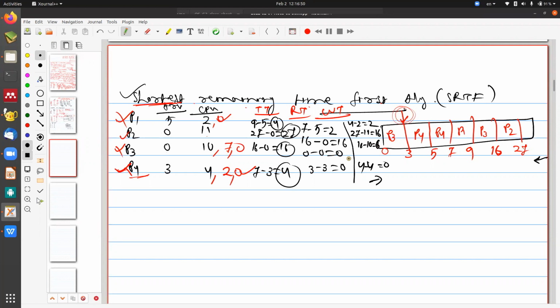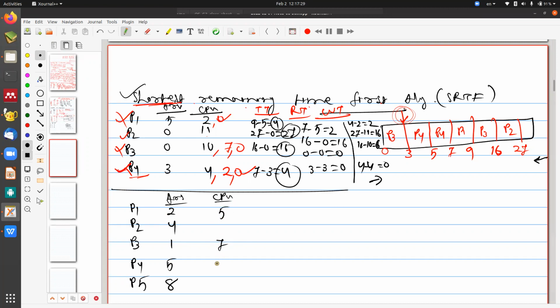Okay, so one more you can try. Let's say it is P1, P2, P3, P4, P5. Arrival times are 2, 1, 4, 5, 8. And the execution time, the CPU burst time, is 7, then 5, then 1, then 6, then 2. Can you calculate the Gantt chart, so that once it is complete, we'll go for the next one.